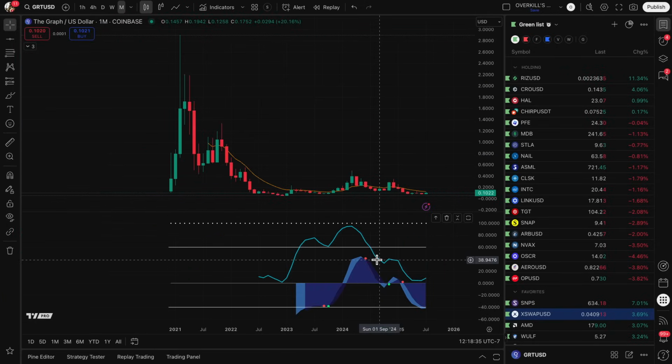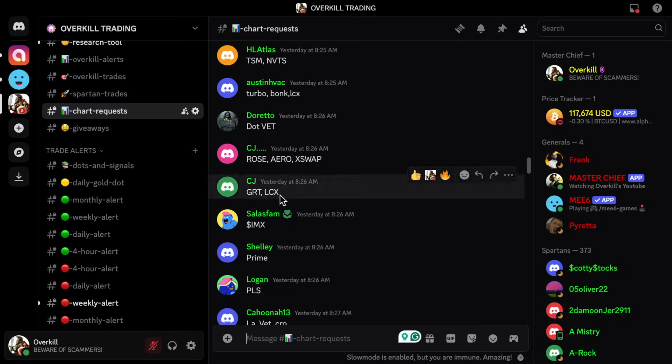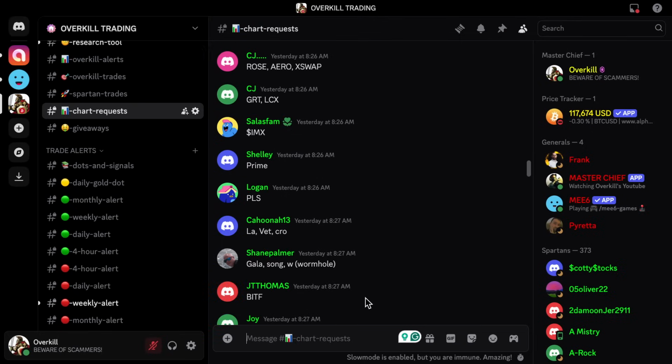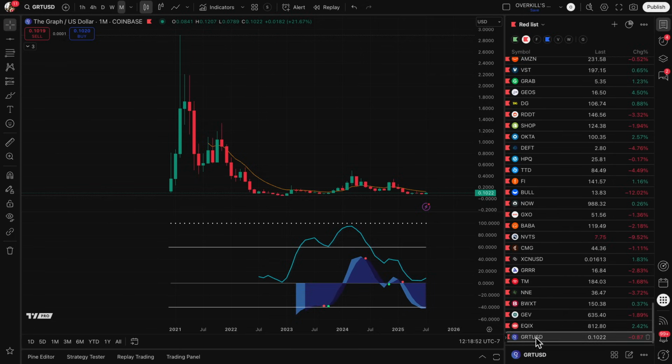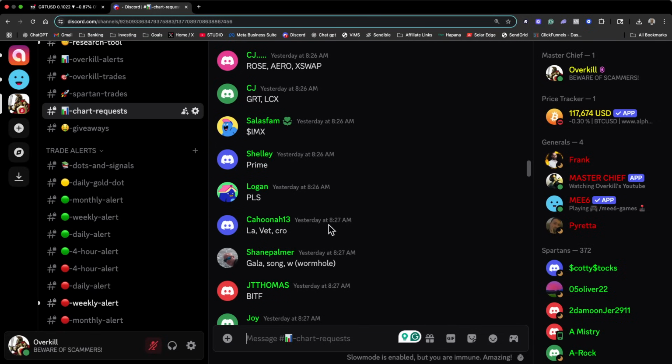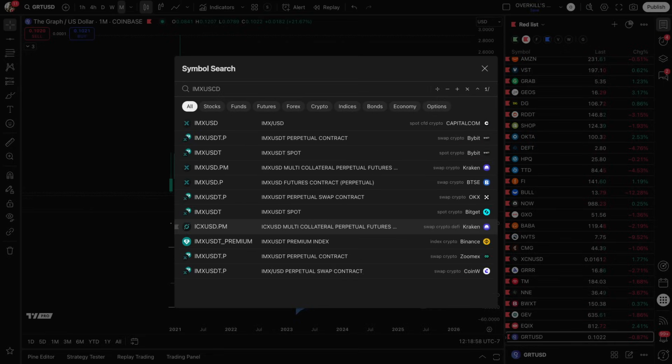GRT, that one needs the monthly. Another one that's very beaten up here. The last time we got a green dot with the wave down here was in 2023 at 10 cents. It went all the way up to 50 cents. That was a beautiful, beautiful move. So just watching for that monthly alert on that one. We got LCX. I'll go ahead and put this one in the watch list. We followed this one for a little bit. That will get called out in the Discord now. LCX we covered. IMX, I really like IMX here.